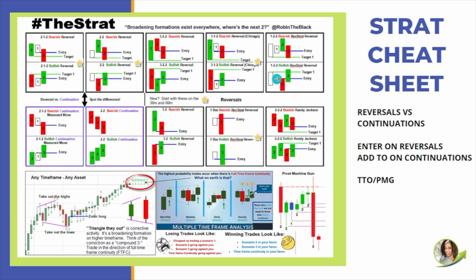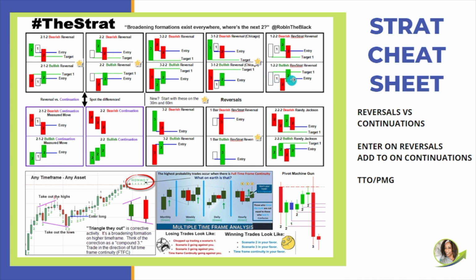So in the bullish, you got your 1, your 2 down corrective activity, and your reversal, and your entry is the break above the 2, and then your target is not the 1 but the high of the candle before it.